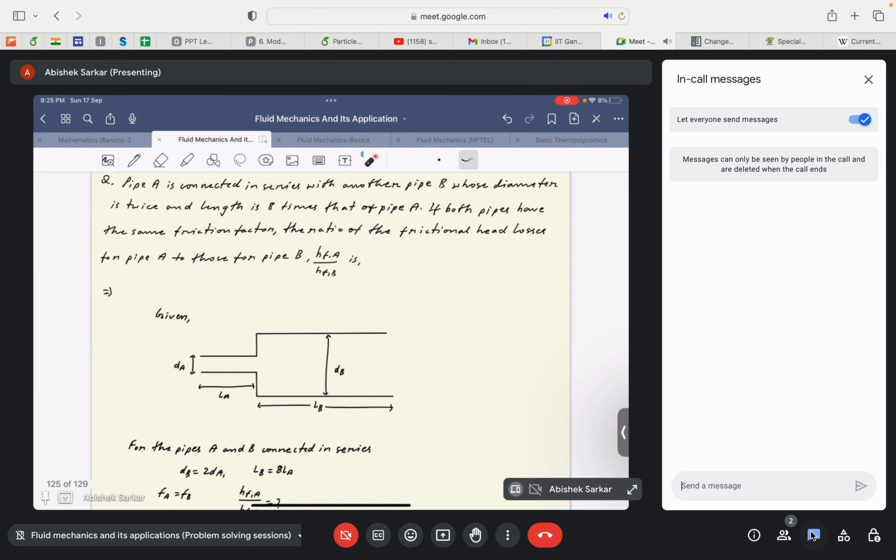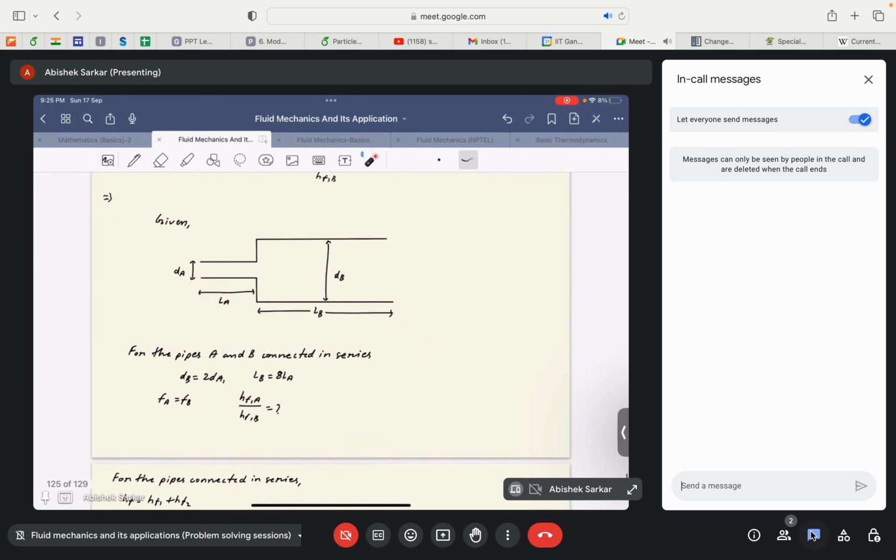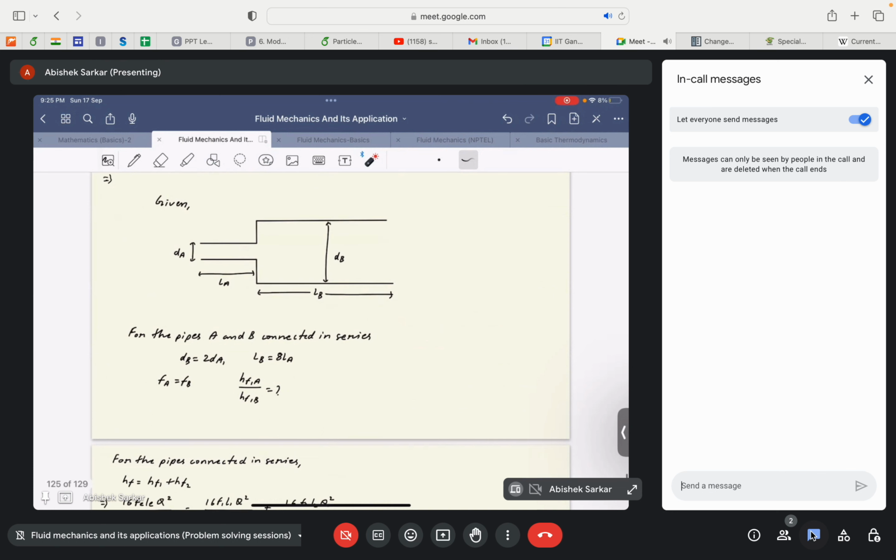So it is told that the diameter of pipe B is 2 times the diameter of pipe A, and the length of pipe B is 8 times the length of pipe A. And the value of the friction factor in both pipes remains the same. So we need to determine the ratio of head loss at pipe A and pipe B.